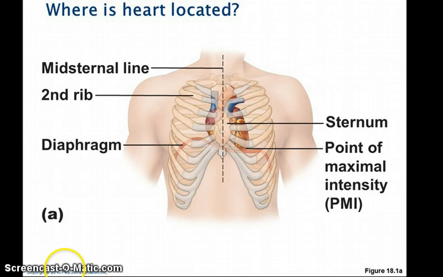So where is the heart located? Most people will say it's in the left side of the thoracic cavity. But actually, if you look at this picture, you'll see that it's really right smack in the middle. It's along the midsternal line. Two-thirds of the mass of the heart is in the left side of the thoracic cavity, which is why most people think the whole heart is on the left side. You'll see that the heart sits on the diaphragm.